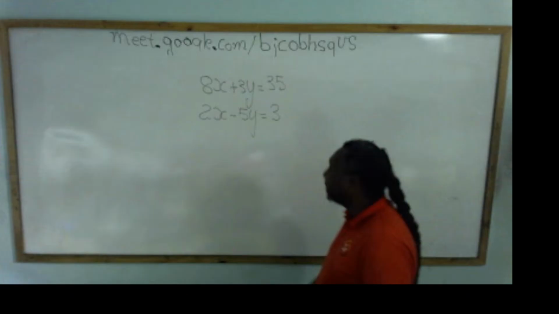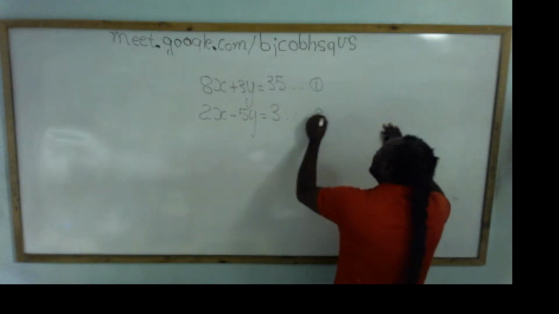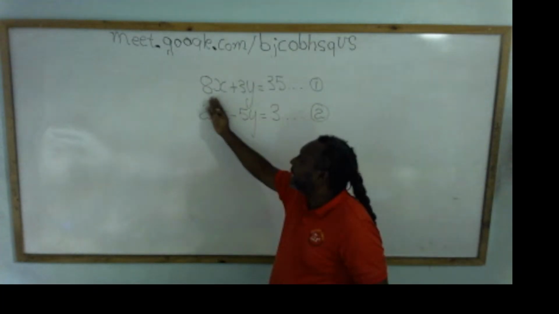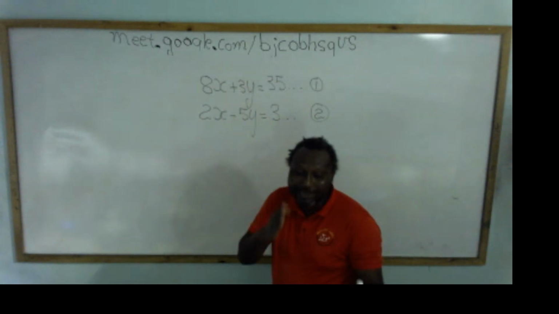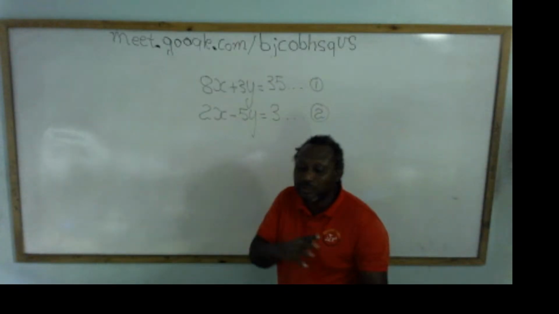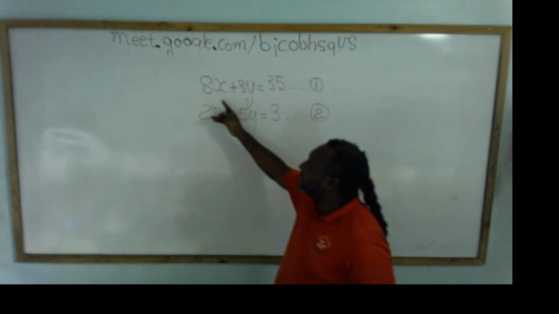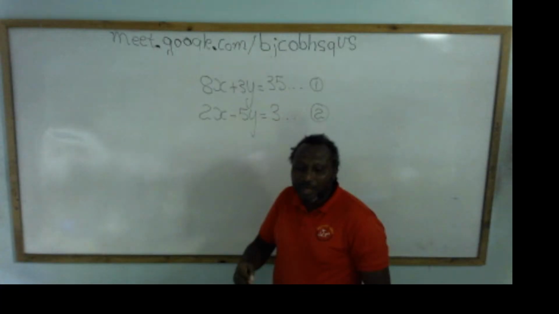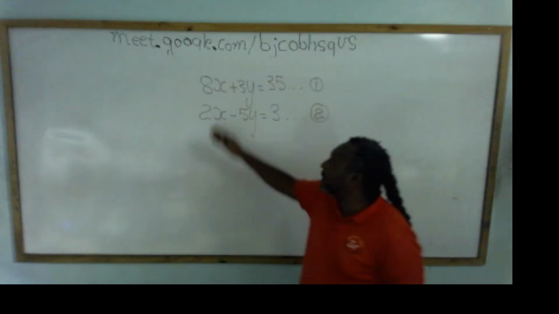So invariably, this is what some teachers do. They eliminate the x. Usually they go directly to the x. So let us go straight to the x. If we're going to eliminate the x, then we need the coefficients of the x to be the same, or to be additive inverses. So we need them to be the same or to be additive inverses.